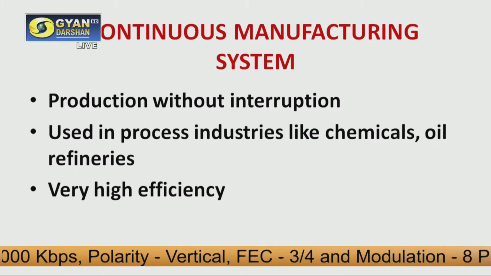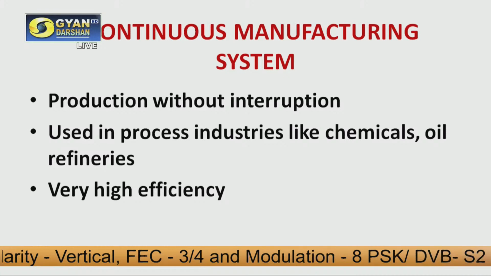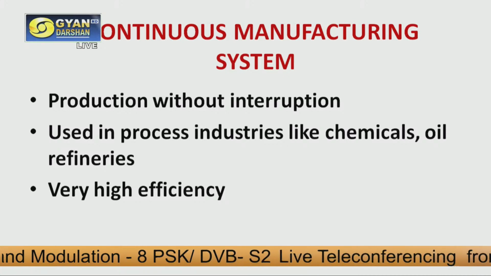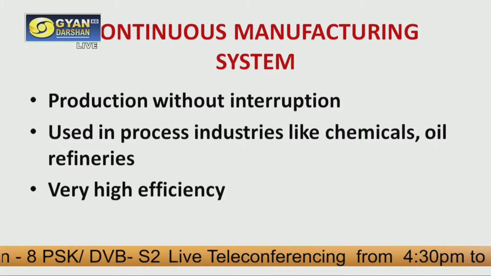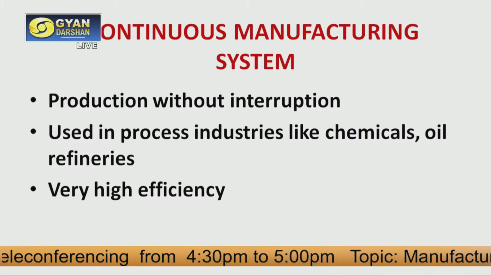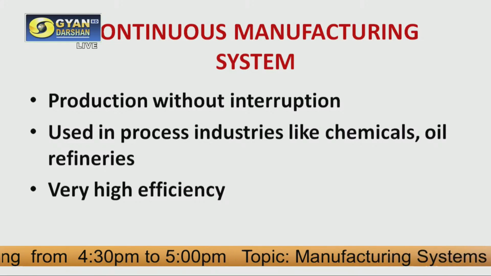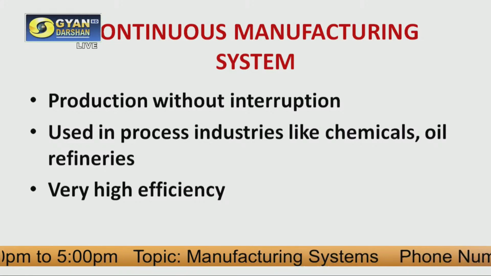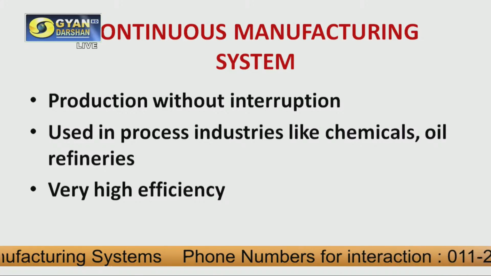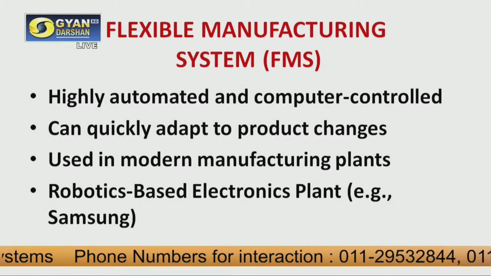Another type of production or manufacturing system is the continuous manufacturing system, where you have industries like chemicals, oil, milk or paper. They come under the continuous manufacturing system. They have a very high efficiency. The production is without any interruption. It is continuous in nature.